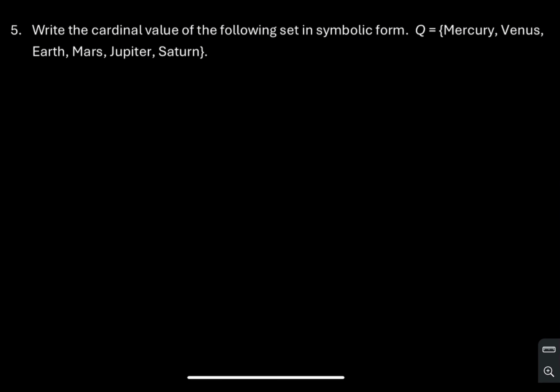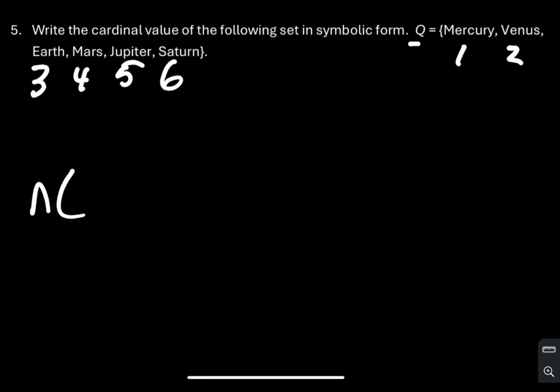So for this fifth problem, it says write the cardinal value of the following set in symbolic form. So we have set Q is equal to Mercury, Venus, Earth, Mars, Jupiter, and Saturn. So here the element is in roster method, so we are able to count it out. So we have 1, 2, 3, 4, 5, 6. So there's 6 elements in this set, so that means that the cardinal value is 6. So we write it as n, and then in parentheses of the set name, which is Q, is equal to 6. And that's going to be your answer.